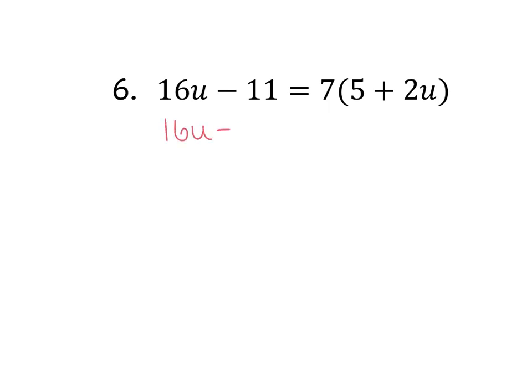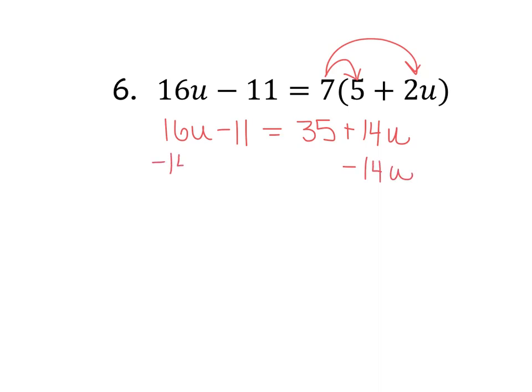Instead, it does make sense to distribute on the right. So 7 times 5 is 35. Plus 7 times 2u is 14u. At this point, you have 4 different ways you could solve this equation. You could subtract 16u. You could add 11. Looking at the right side, you could subtract 35. You could subtract 14u. I think the majority of us prefer when our variable, the letter that we're solving for, is on the left. So therefore, that's why I decided I'm going to add 14u to both sides.